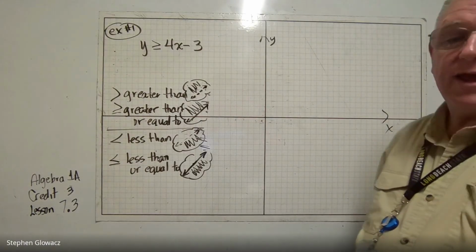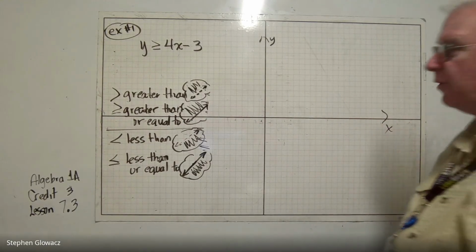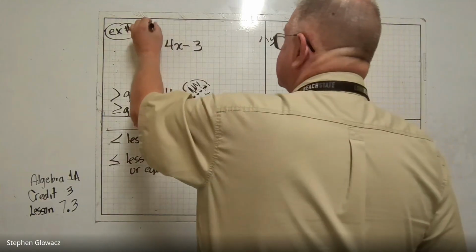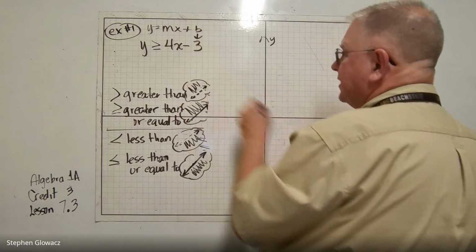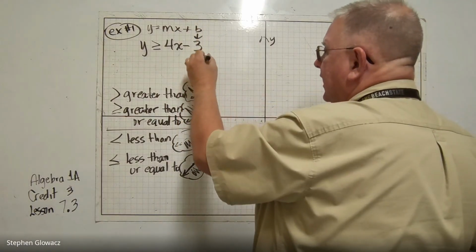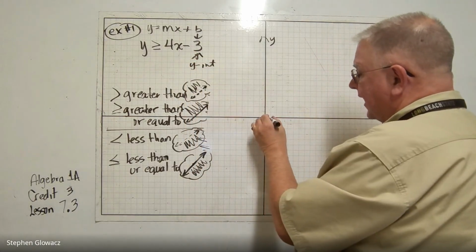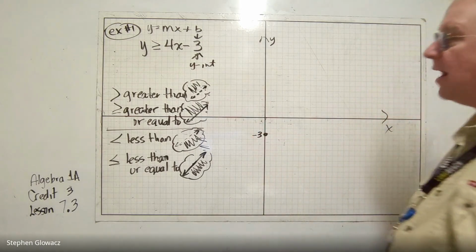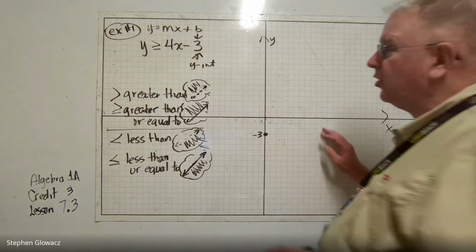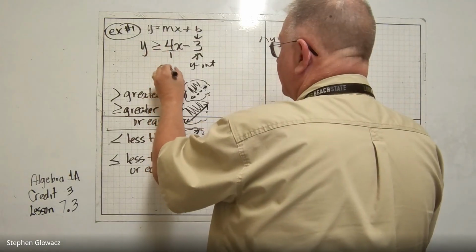We start out actually more than similar, the same way that we graphed a linear equation. Notice that this is in slope-intercept form as y is by itself. B is the y-intercept. The y-intercept is -3. So we're going to go down 3 on the y-axis and put a point there. Now we're going to find one more point using the slope. The slope is 4. So we're going to make that a fraction by putting it over 1.